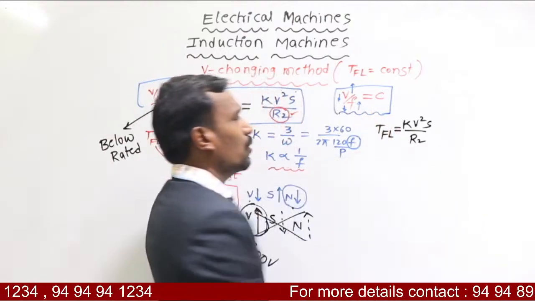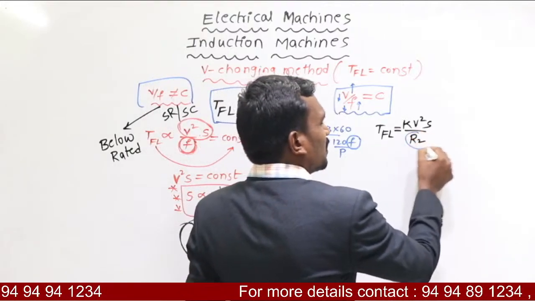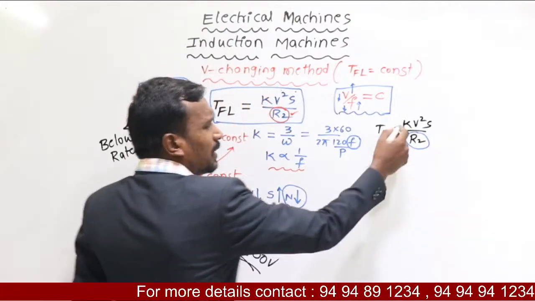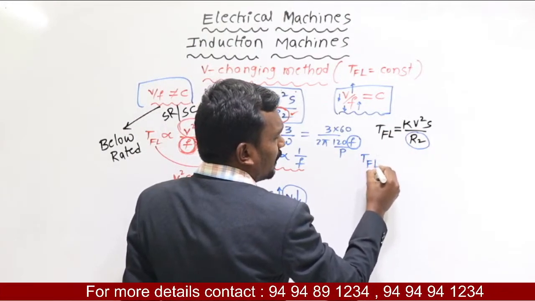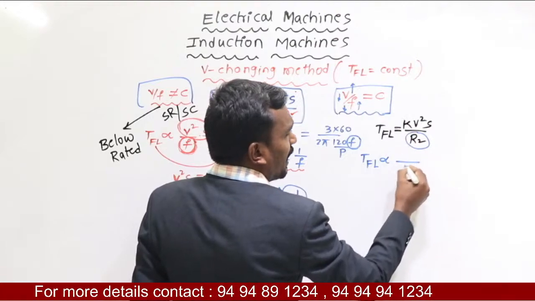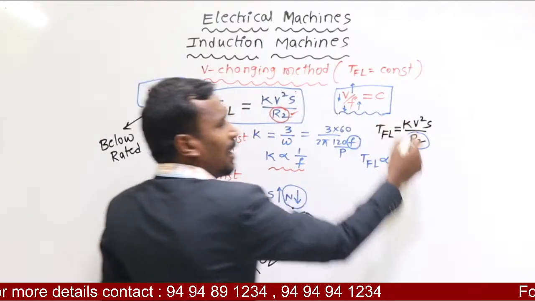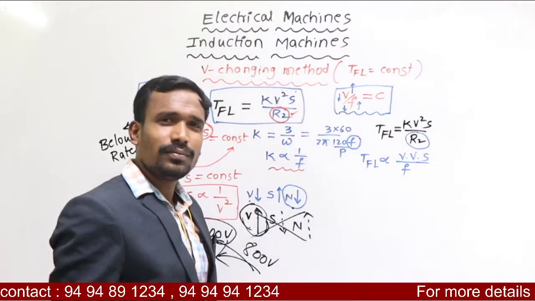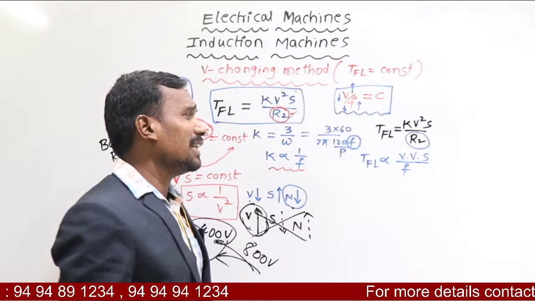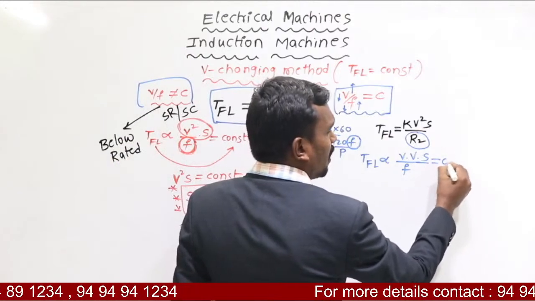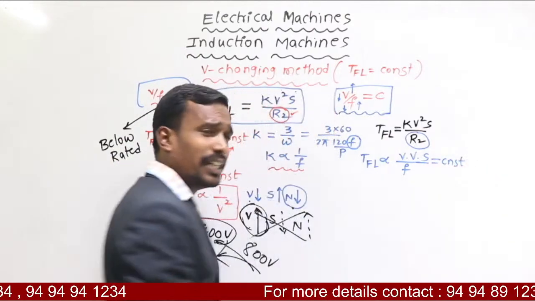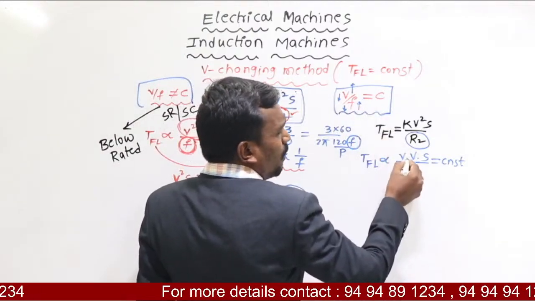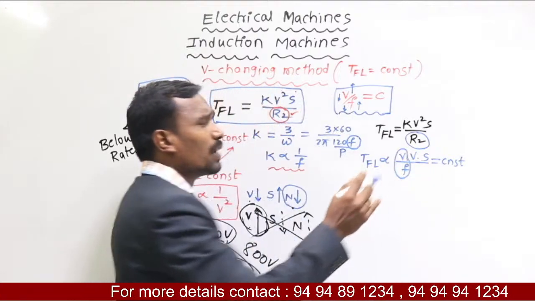Right, sir. So, here the rotor resistance is constant. We know that. But here, the full load torque is directly proportional to k, nothing but 1 by frequency, and V square, nothing but V into S. Now tell me, what is the relation to get a constant full load torque? To get a constant full load torque, I already said the V by F ratio is constant.